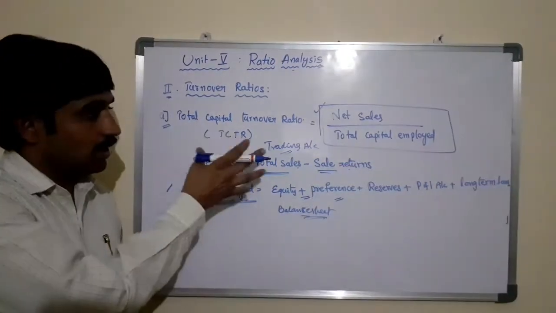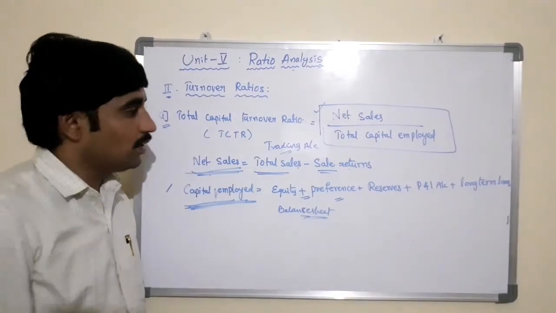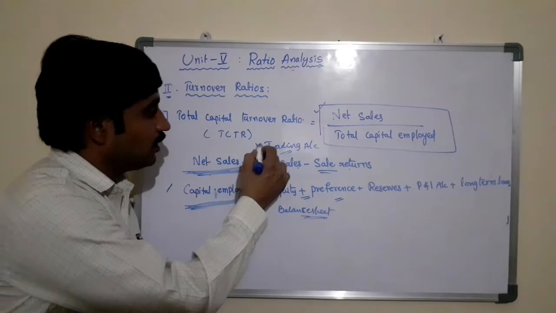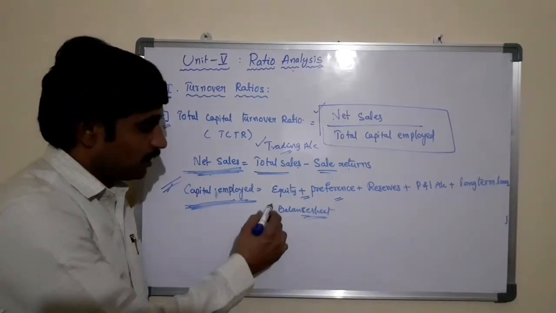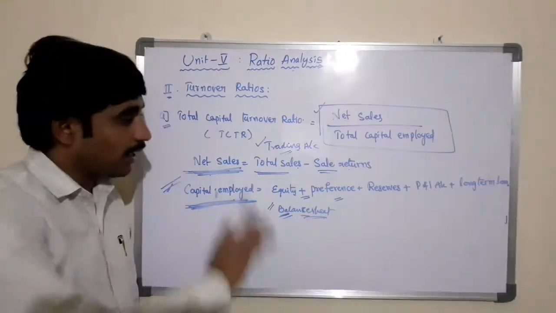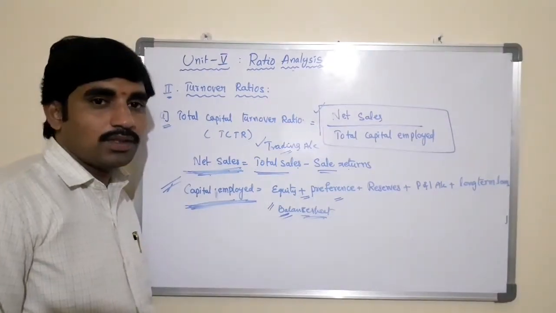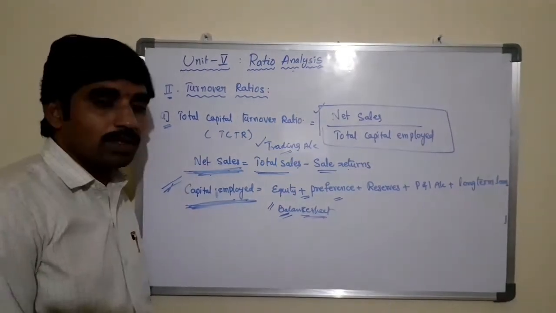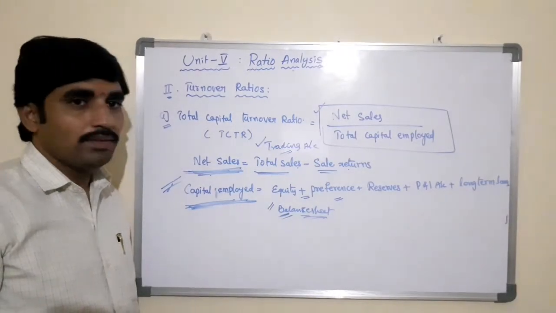So this ratio comes under the composite ratios, because here net sales information is taken from the trading account, and capital employed information is taken from the balance sheet. Both are not from the same statement, hence this ratio belongs to composite ratios. This is also one of the important ratios in order to know the efficiency of the business.